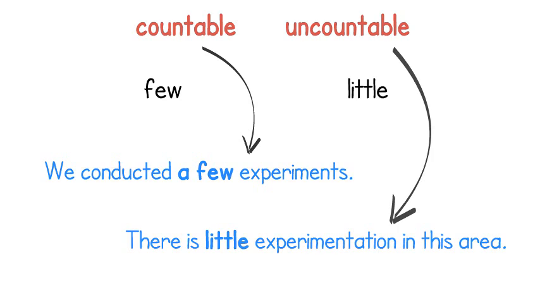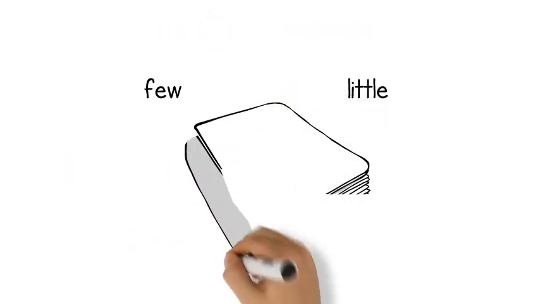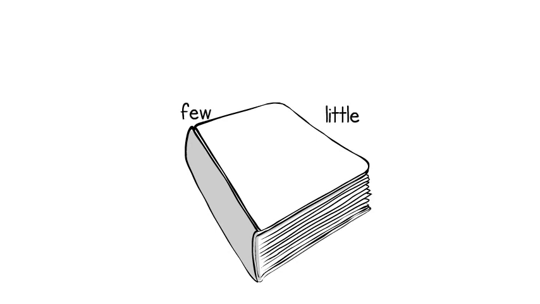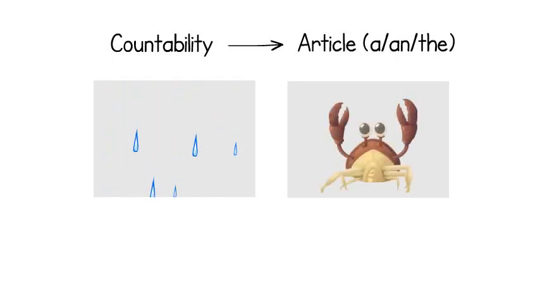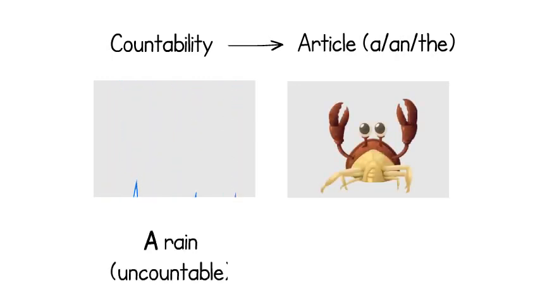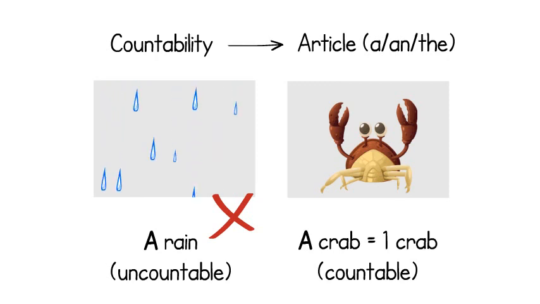There are many other quantifiers in English that you can use, so be sure to check a good grammar book. Countability is also important for determining which article, a, an, or the, can be used with a noun. For example, you generally would not use the articles a or an with an uncountable noun. Review the section on articles for more information about article usage and countability.